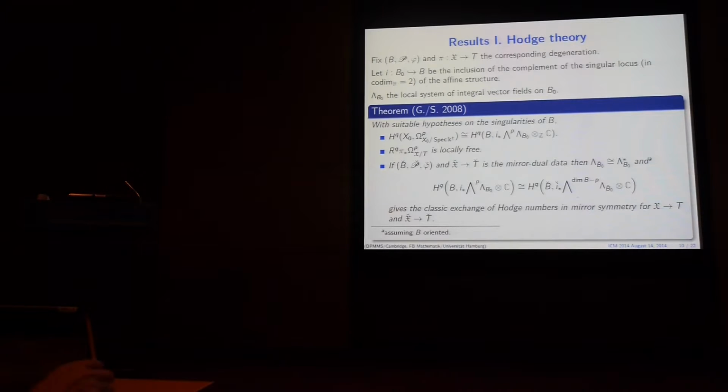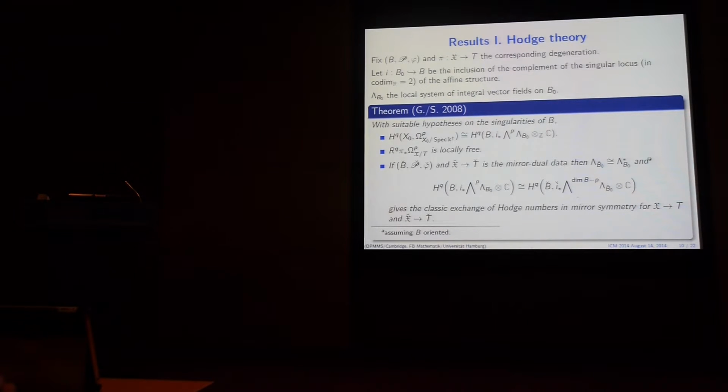So let's start with a rather old result from 2008 on Hodge theory. So we have this GP5, the corresponding degeneration. Then we have the inclusion of the complement of the singular locus, that's B0, a large part of B. And on this part, we have a well-defined integral affine structure, so there's a local system of integral vector fields. I need this notation because with this lambda, you can produce something like affine Hodge groups. So this is a p-th wedge power of this lambda. Maybe you would expect lambda dual, but we have the momentum polytope side, so this is correct.